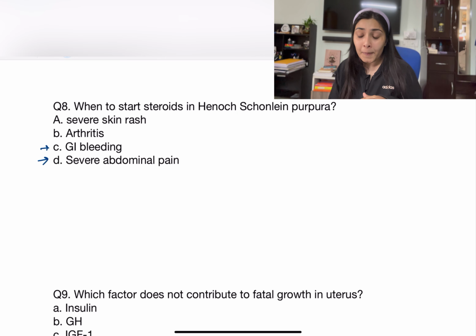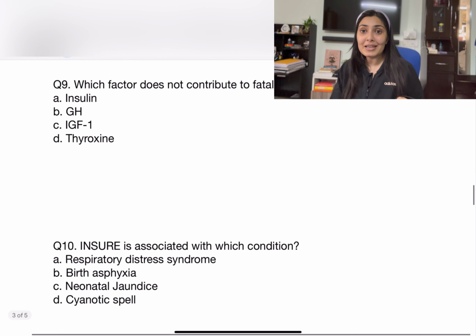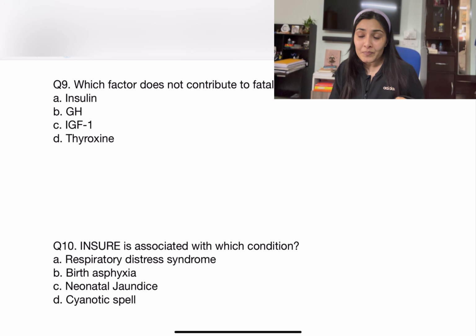Now moving to the next question, another repeat question, a very favorite question of both NEET as well as INI. Which factor does not contribute to the fetal growth in the uterus? Right, post birth it's the growth hormone that plays a very important role in growth, but before birth growth hormone plays little to no role in the growth, right?